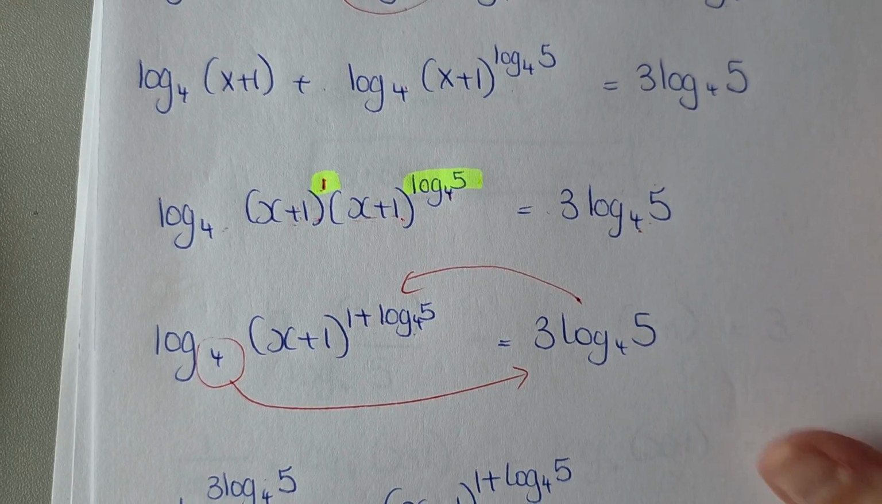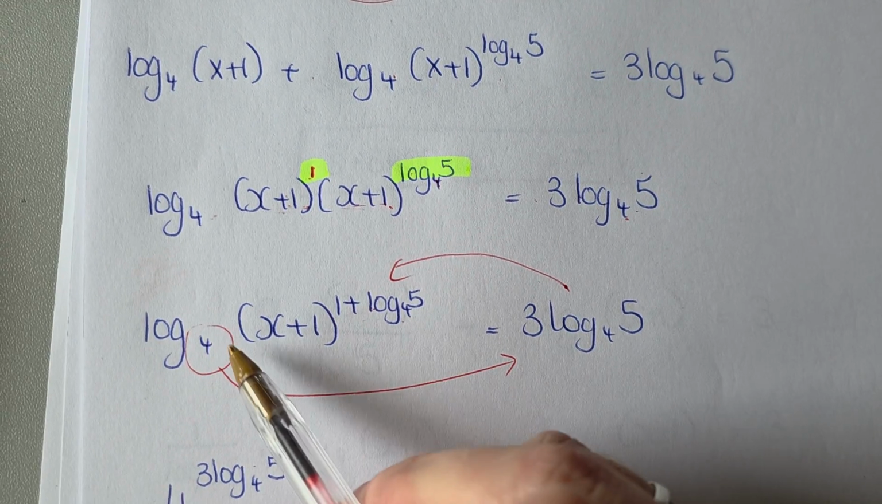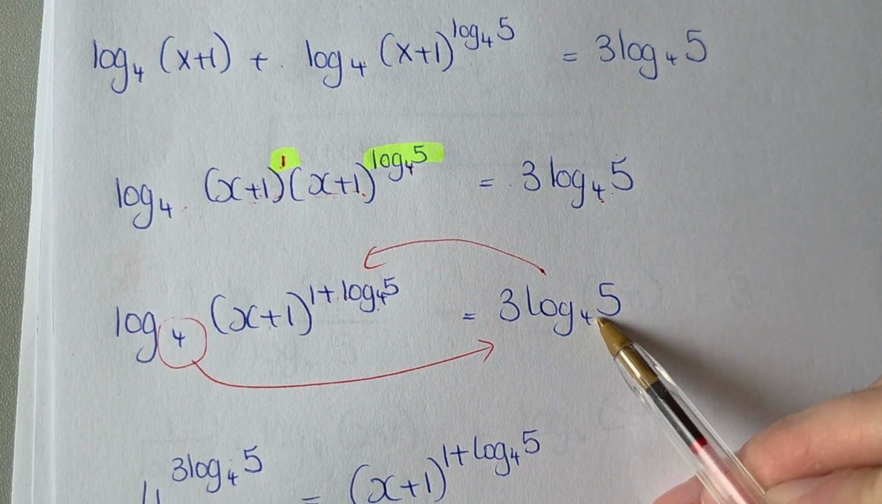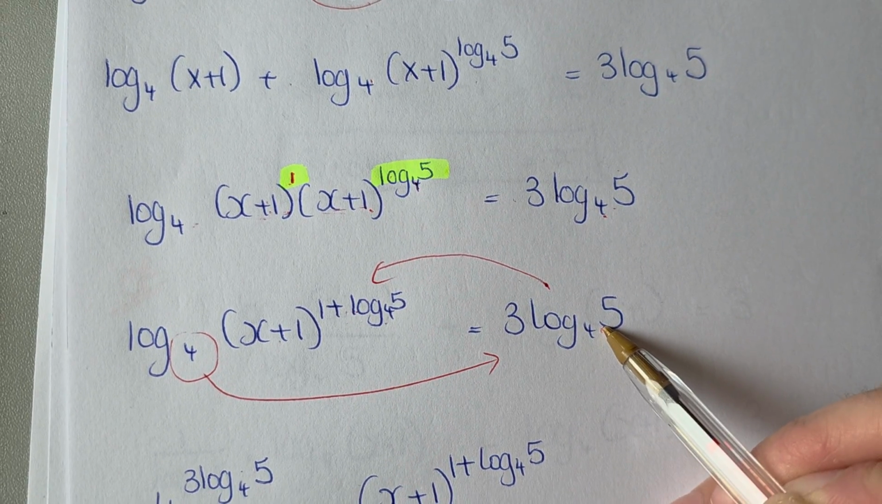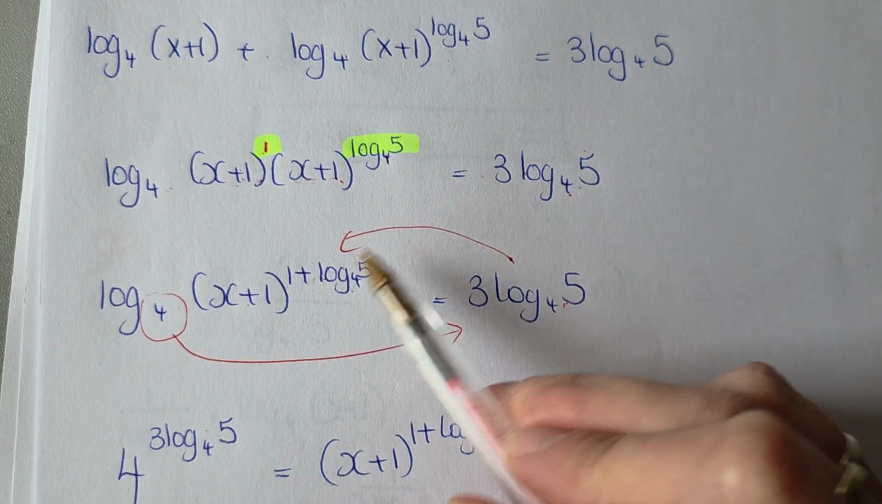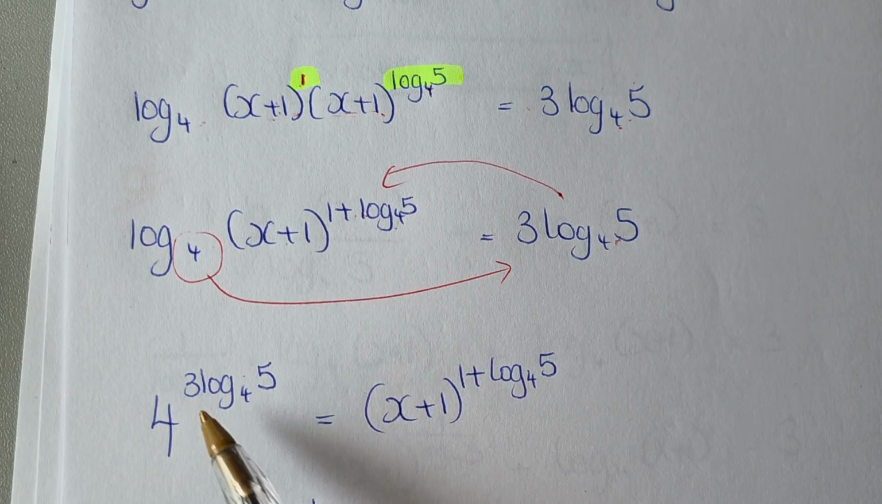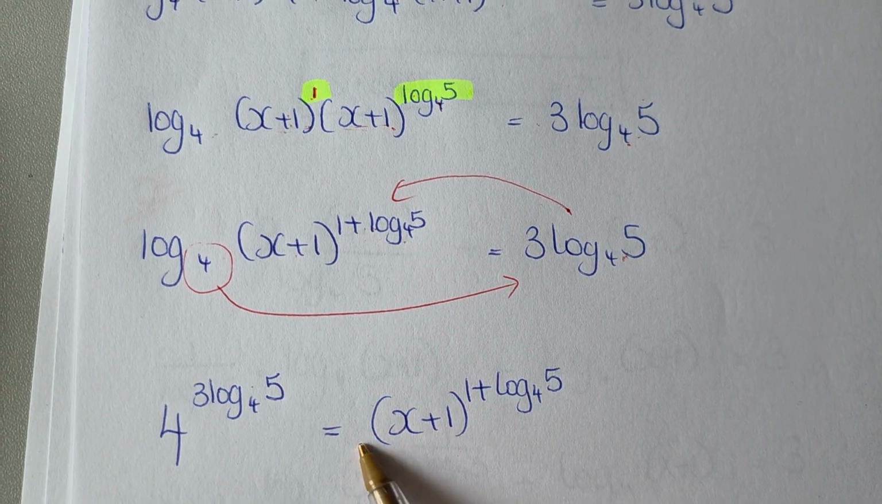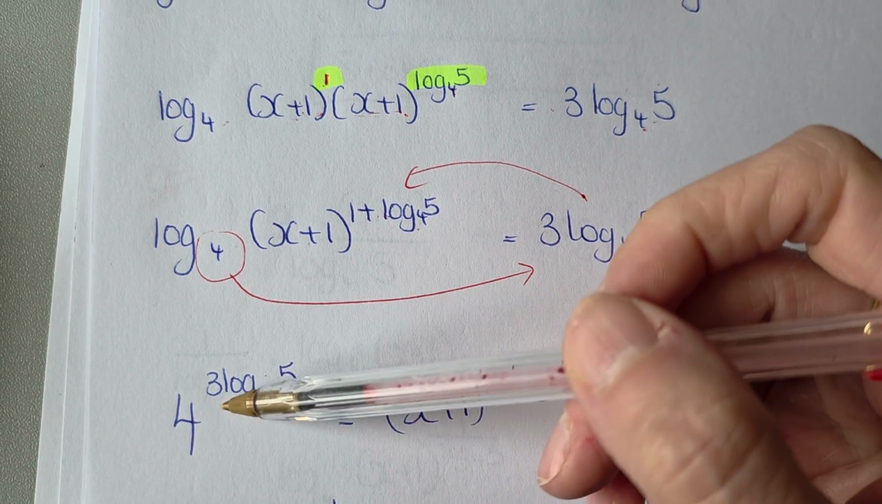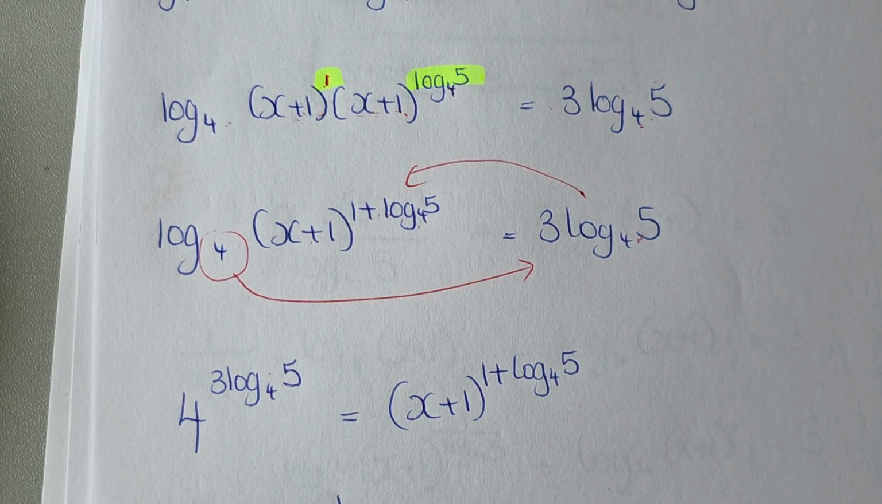Okay, so now at this stage, you have log, this bracket to the power of that, base 4, is equal to the right-hand side. So now we can just take it out of log notation. 4 to the power of this is equal to that expression. Okay, so 4 to the power of 3 log 5 base 4 is equal to that. Now, that's just going to be some decimal on the calculator if you put it in. I'm going to leave it as it is for a second, okay?